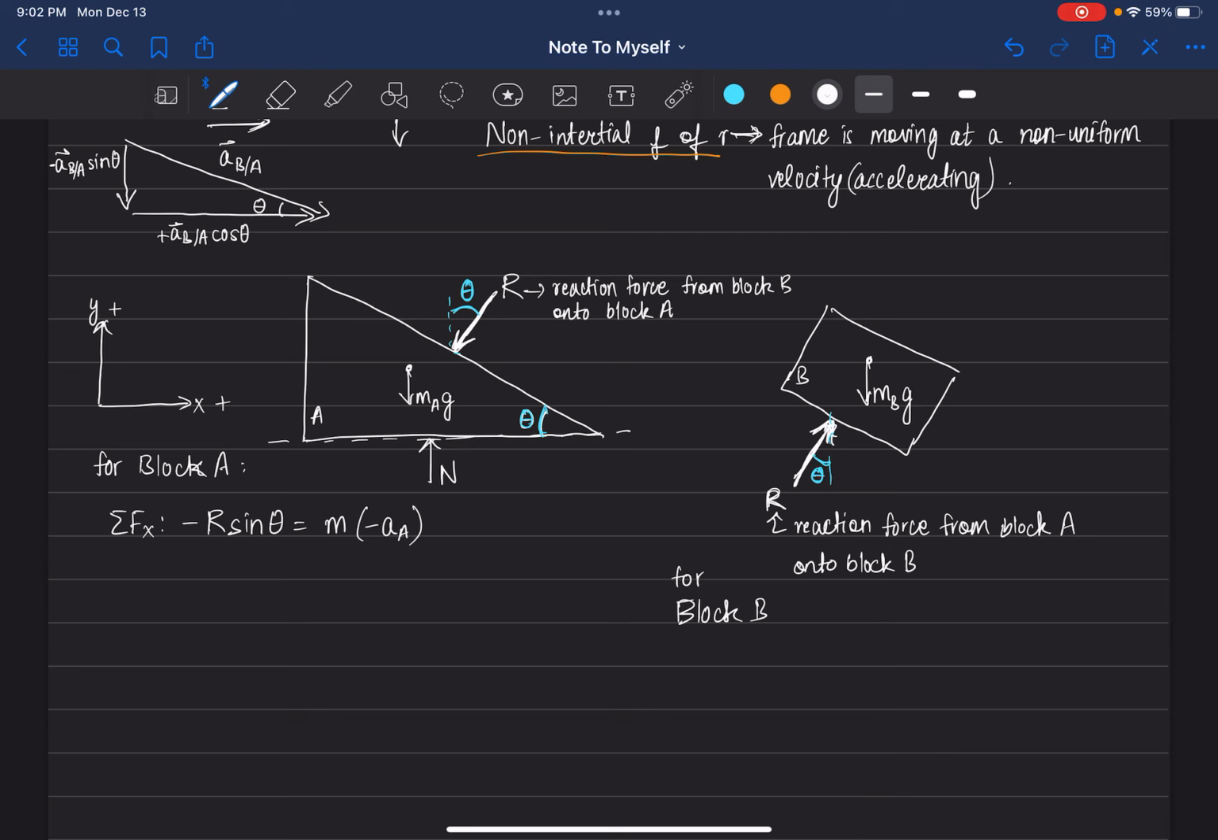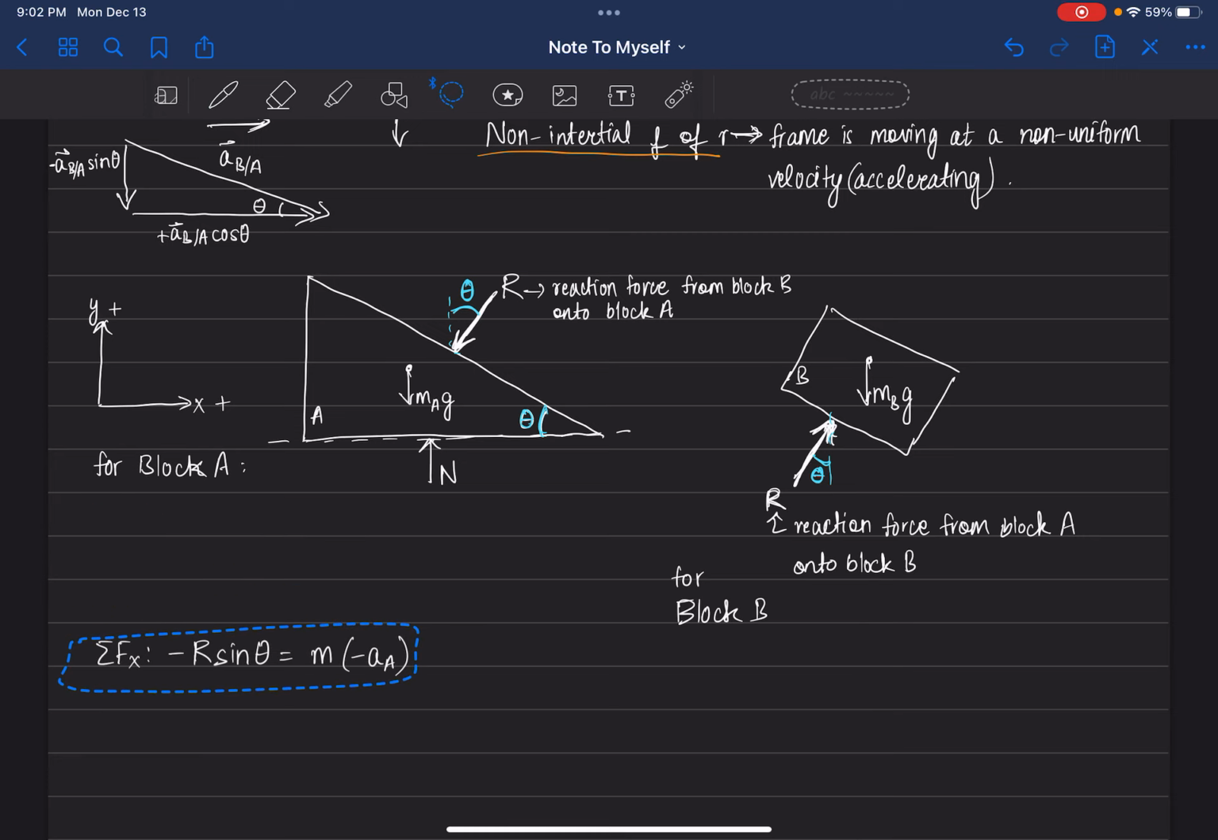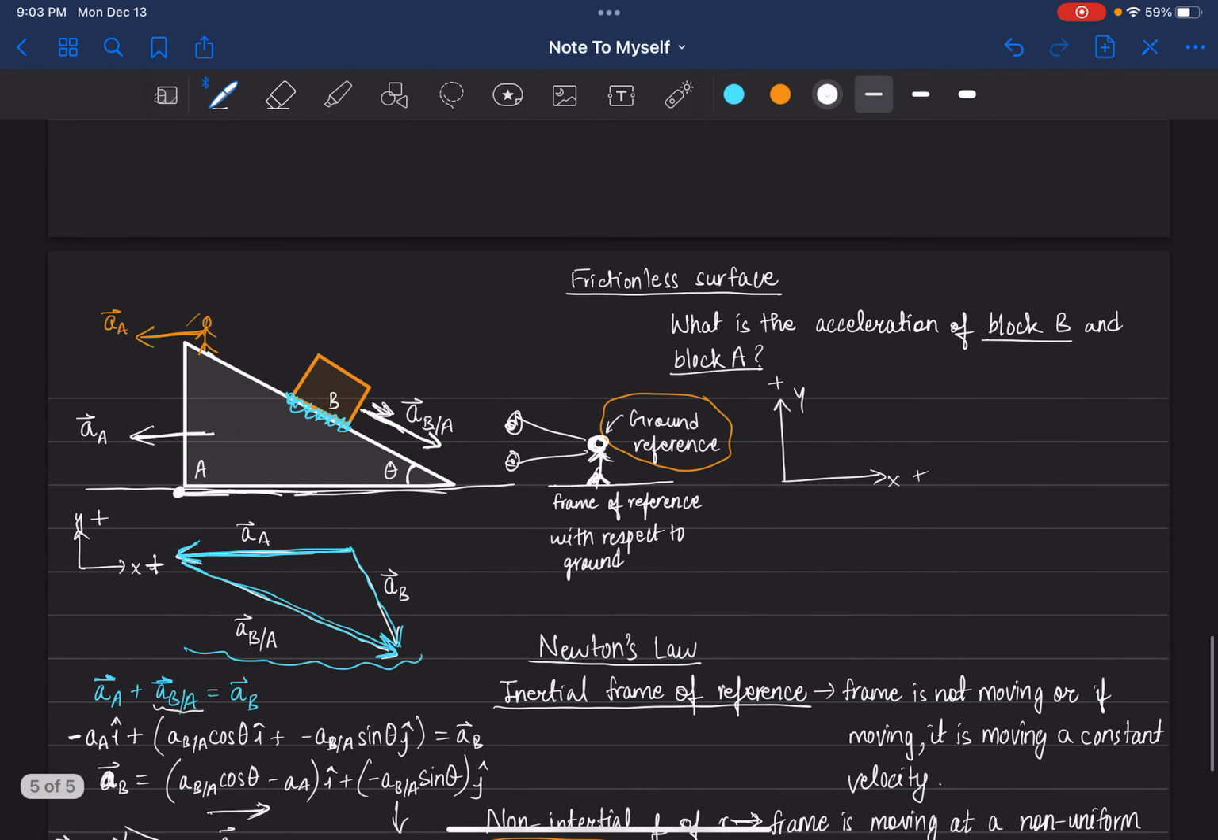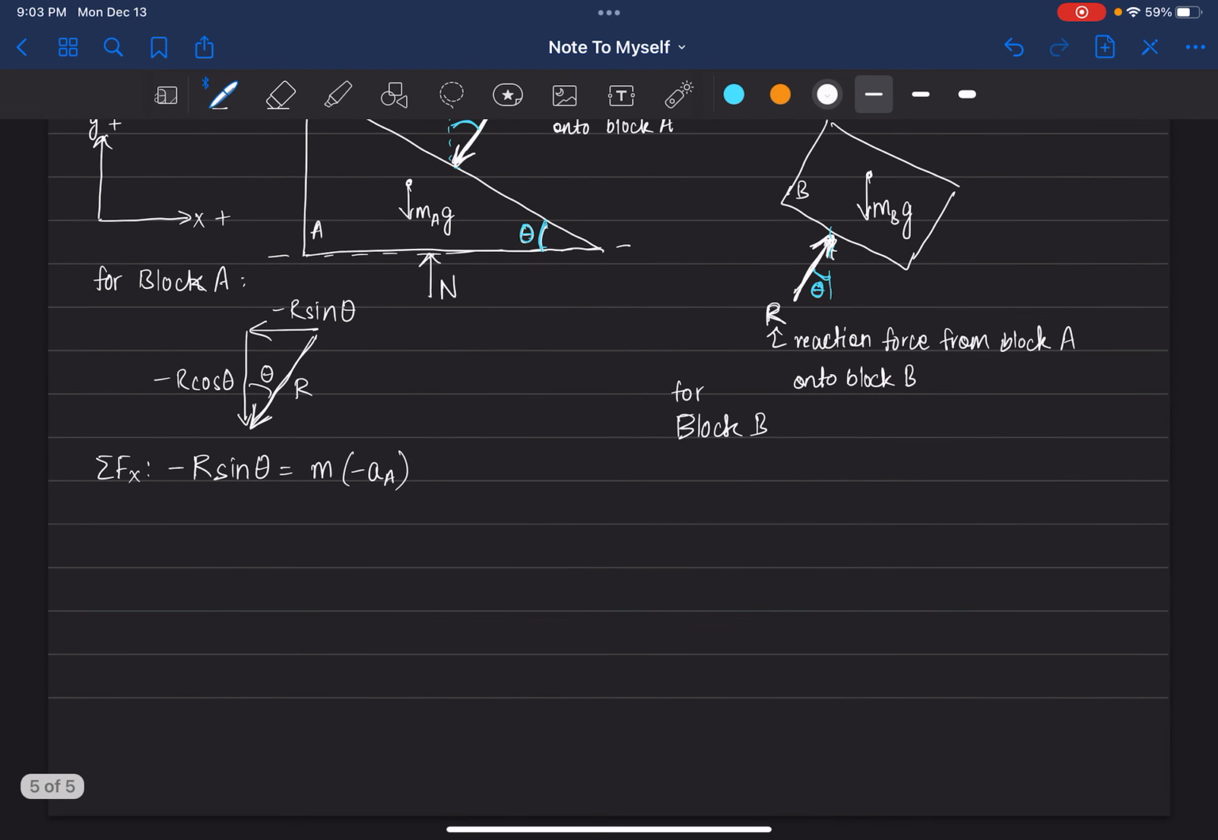If I look at the components, let me actually draw it out. My R force points like this, but since I'm using the regular coordinate system, I want to break it down into components. When I break it down, I get negative R sine theta here and negative R cosine theta here. And we know that this block is accelerating in the negative x direction, like we drew here. That's why I put a negative a_A.